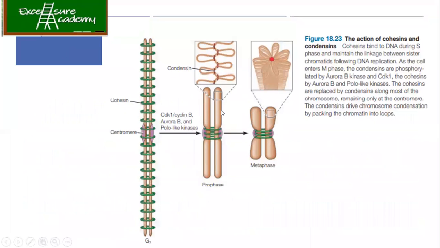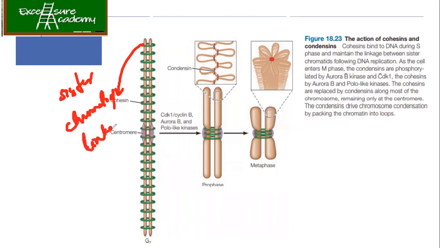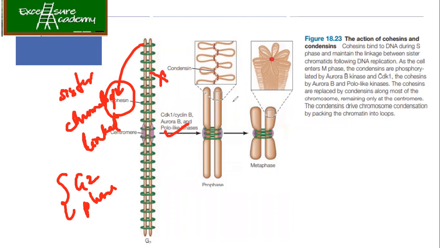Here you can see the activity. These green color things are the cohesin which is keeping your sister chromatids together. Now once it is entering into the prophase, you can see in the figure also, these are your cohesins which are keeping your sister chromatids together. So sister chromatids are kept linked with the help of the cohesin. Now this is all happening in the G2 phase of the cell cycle. Entering into the M phase, your cyclin, CDK1, Aurora B and polo-like kinase are activated. So now the cohesins will be removed and condensins will be activated.